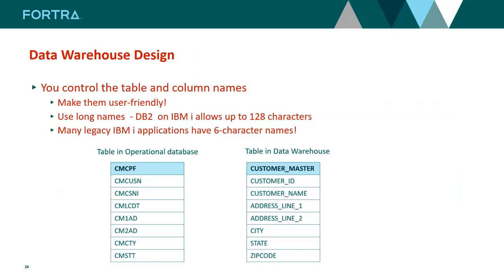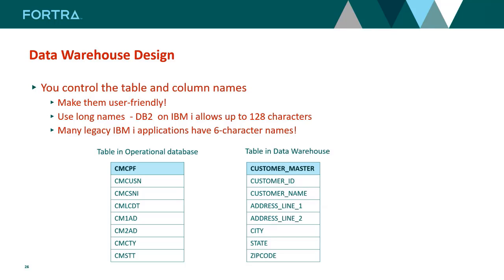First and foremost, you can and should choose user-friendly names. Many legacy applications on IBMi, especially those written in the 90s or early 2000s, use 6-character column names due to limitations that were implicit in the software and databases at the time. And here's a simple example of how transformative it can be to use meaningful names.